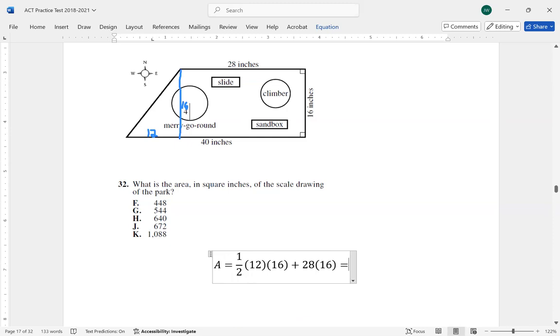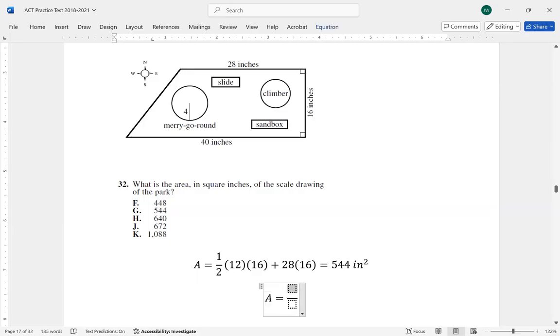If you do that, you end up with 544 square inches. So the answer to question 32 is 544. Now, the other way you can do this is to remember the area of a trapezoid. The area of a trapezoid is the height of the trapezoid multiplied times the sum of the two bases. So 40 plus 28 or 28 plus 40.